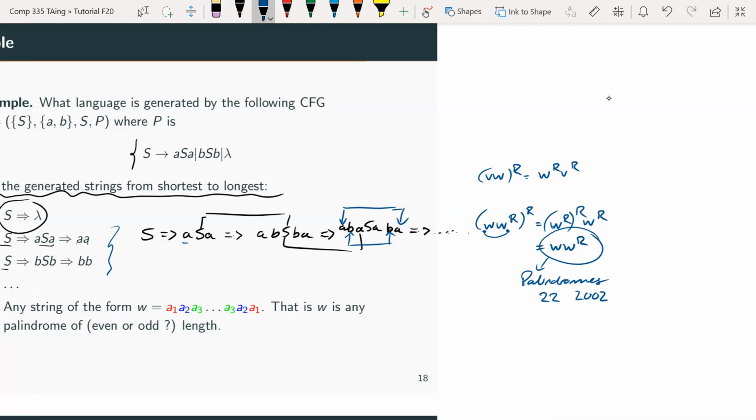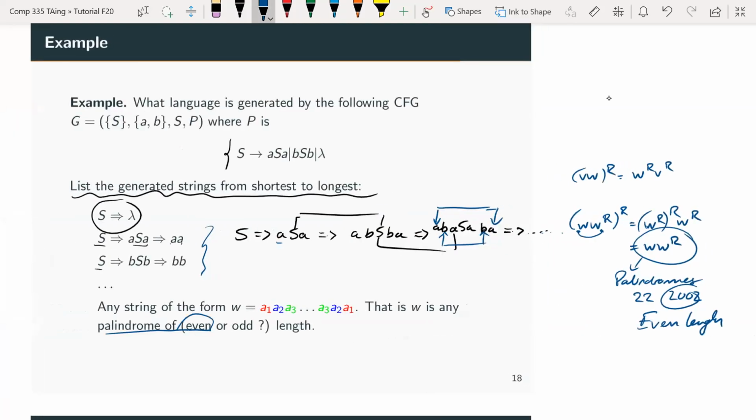And more importantly, these palindromes are all going to be of even length. So these are the palindromes of even length. And that's because if you take the length of WWR, well, that's the length of W plus WR, and the length of W is the same as the length of WR. So that just gives me 2 times the length of W, which is even.